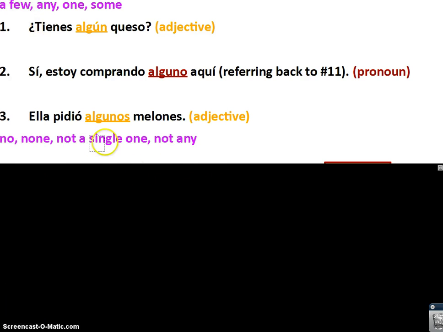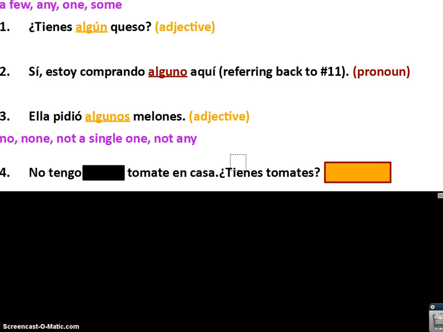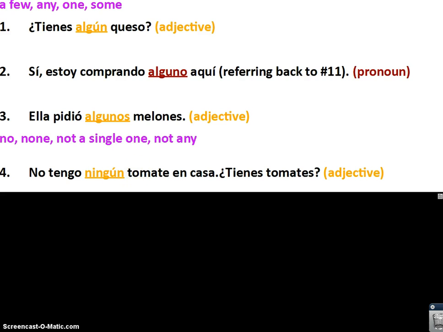All right, no, none, not a single one, not any. I don't have a single tomato at home. I don't have any tomatoes at home. So this is describing tomato. It's an adjective, a singular masculine adjective matching a singular masculine noun, so I need ningún. In English, you might say I don't have any tomatoes, but remember, in Spanish, you cannot have a plural of nothing, so you have to make it singular. I don't have a single tomato.